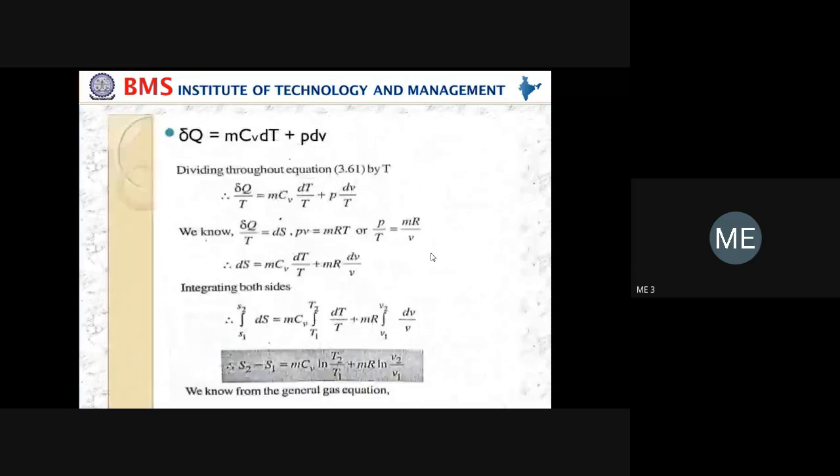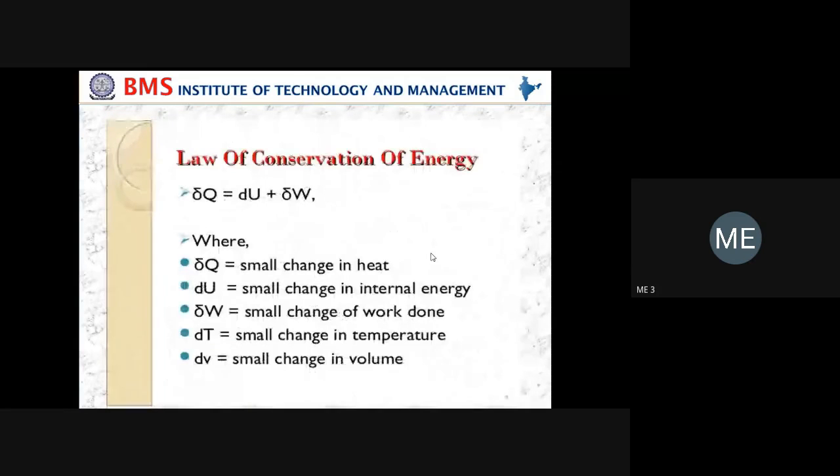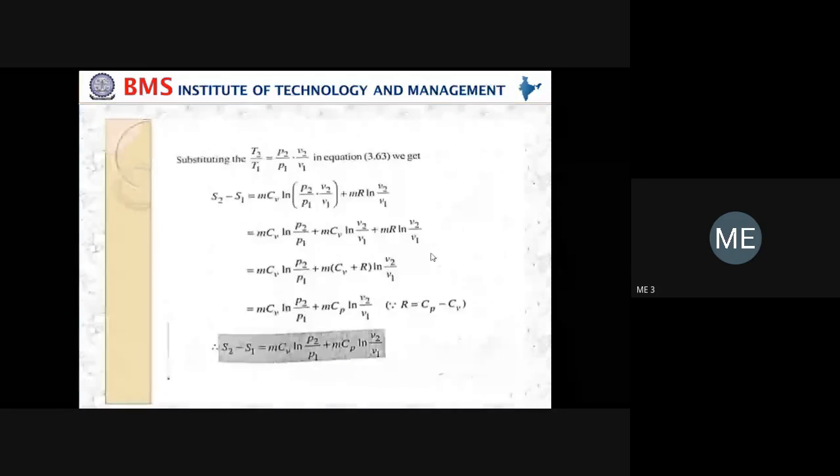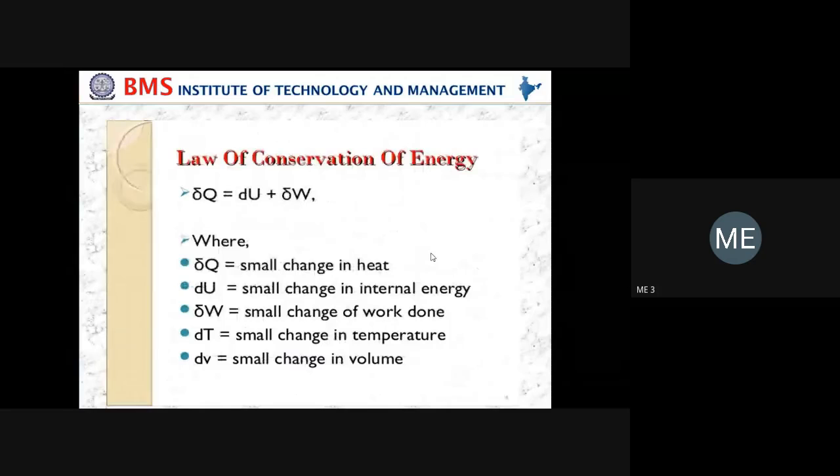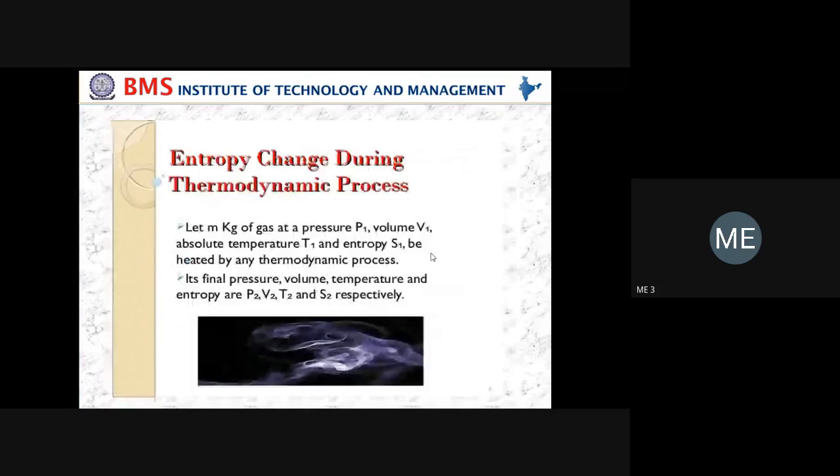Before that, I'm going to derive the general entropy relation. Concentrate more on this entropy change equation. Most importantly, they will ask this derivation for 10 marks, so try to understand each and every step properly.